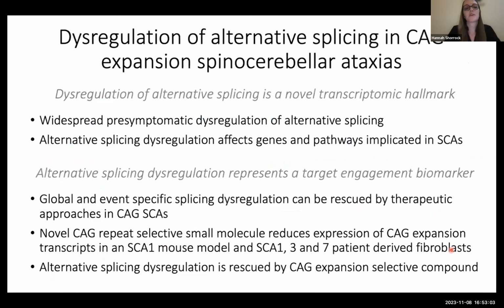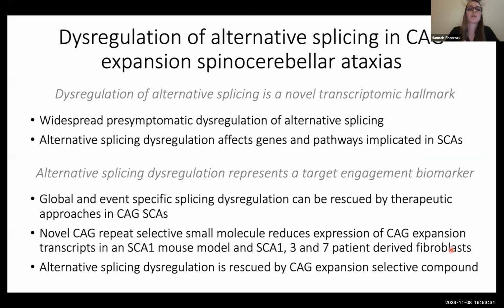Okay, so what I've shown you so far then is that dysregulation of alternative splicing represents a novel transcriptomic hallmark in these diseases. It occurs pre-symptomatically, which is really important because we previously struggled to identify disease-driving transcriptomic changes in these diseases. And we've also seen that it affects genes and pathways implicated in the SCAs. I've also shown you that alternative splicing dysregulation represents a target engagement biomarker.